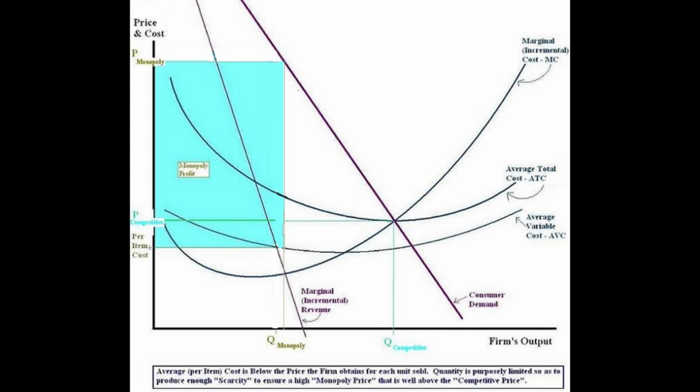Remember, monopolists can decide their price, but once they've decided the price, they can't decide how much they sell. That's determined by the demand curve, how much consumers want to buy. Monopolists can't force people to buy their product. They can decide what the price is, but they can't force people to buy it. So monopolists still don't have complete control. They can only control price. They can't control price and quantity.